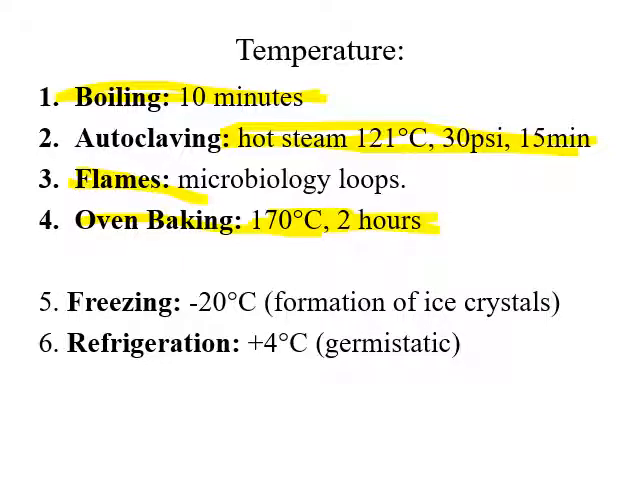For freezing, you have to freeze the object that you're talking about at minus 20 degrees generally. It has to be below zero. And this causes the formation of ice crystals, which cause bacteria and fungi to burst because the crystals are bigger than the liquid.